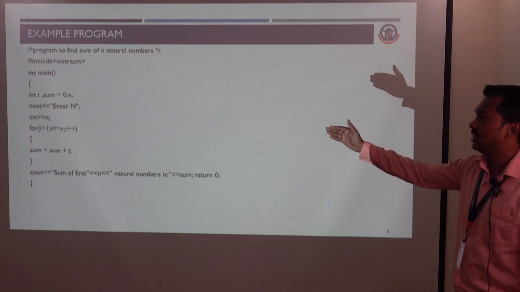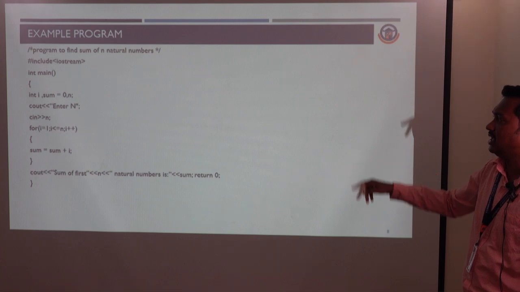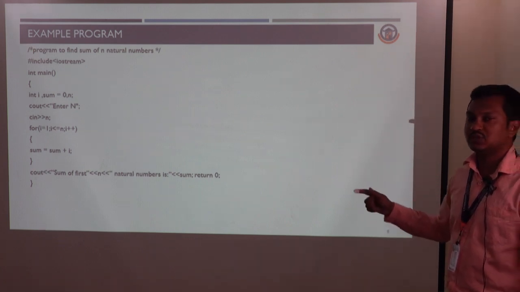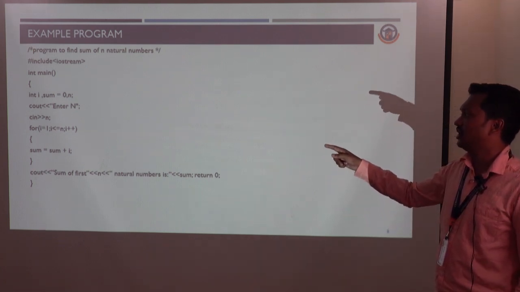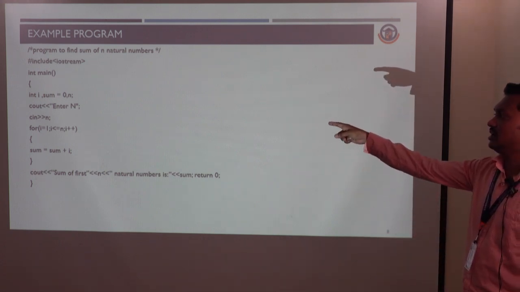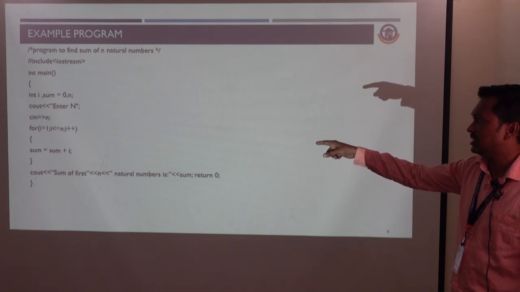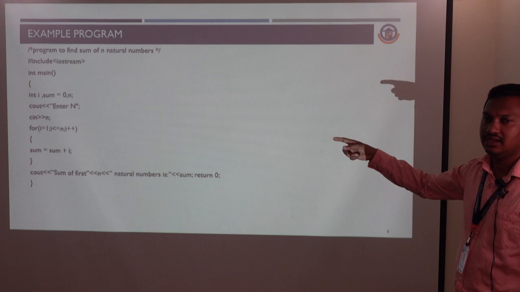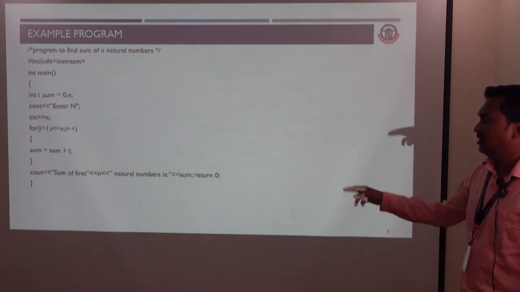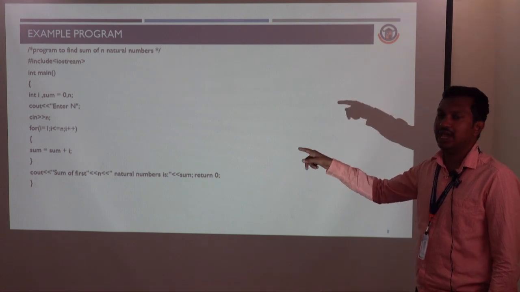First we declare the variables, integer i, then sum equal to 0, and n. Then by using the input statement we give the value for n. Then in the for loop, first we declare the variable value as i equal to 1, then semicolon, check the condition i greater than or equal to n. Then we use the increment operator, that is i plus plus.